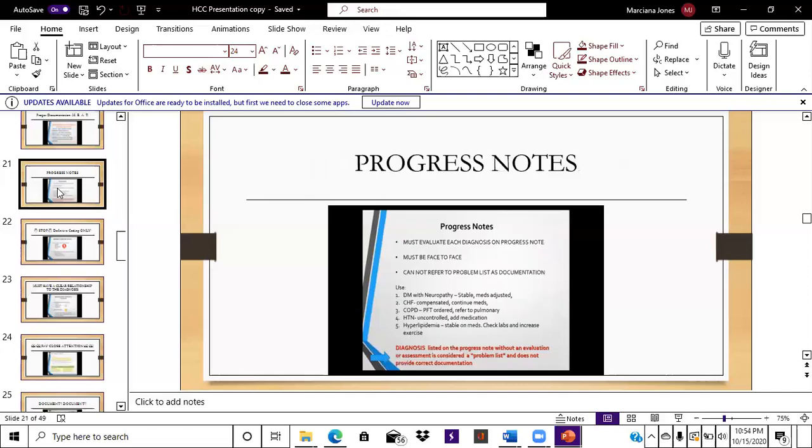So progress notes. You must evaluate each diagnosis on the progress note. It has to be face-to-face, and you cannot refer to the problem list as documentation.